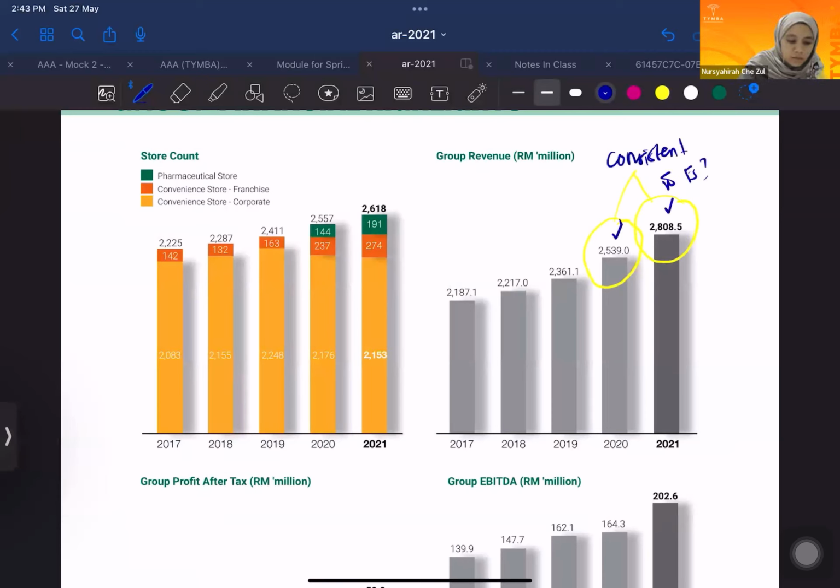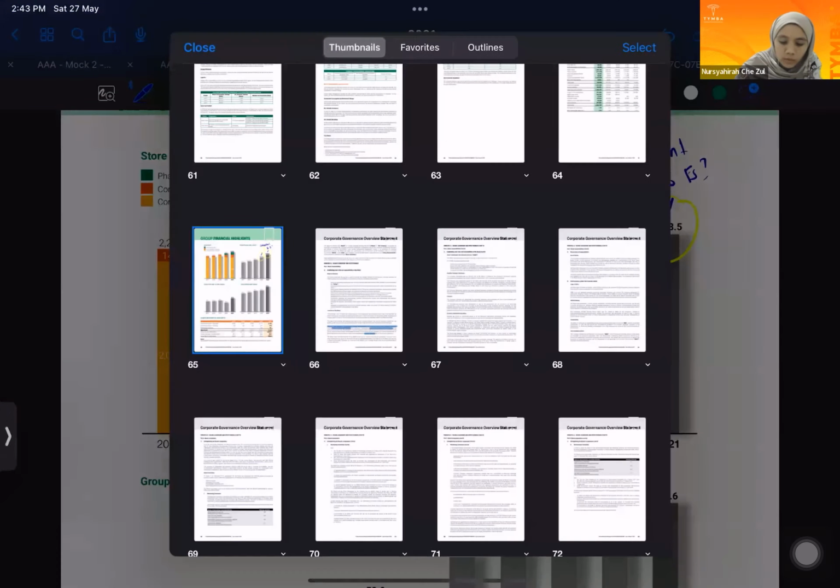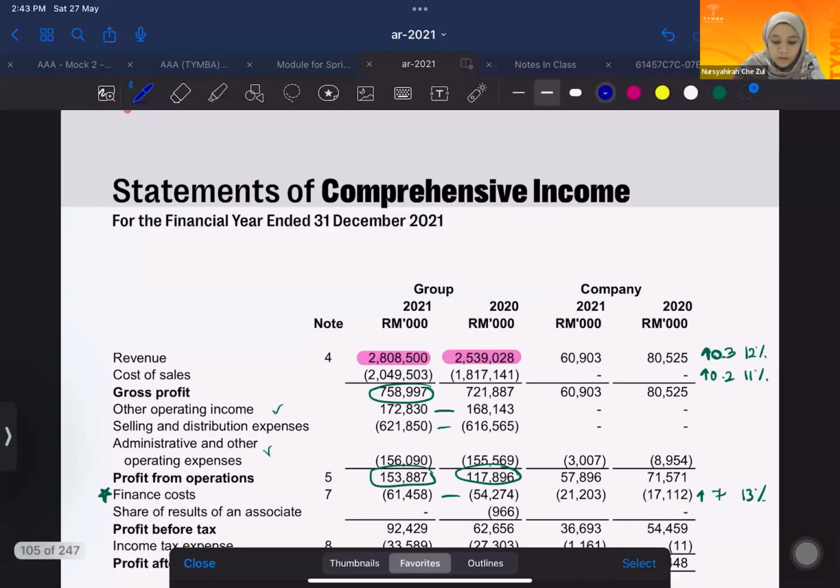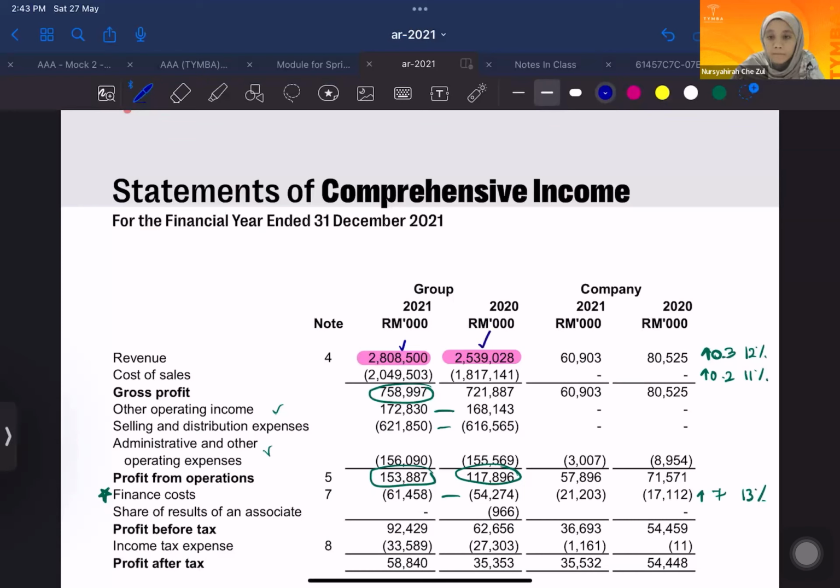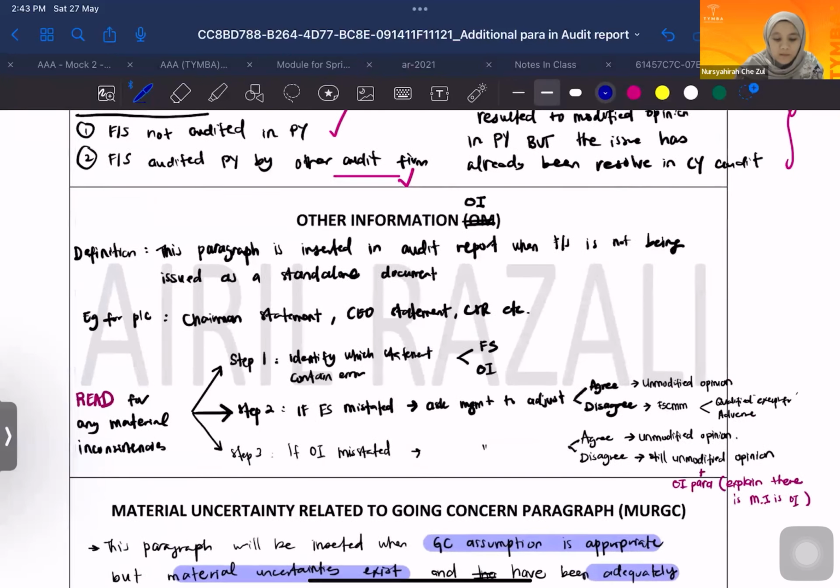Now, let's pretend to be the auditor. So we are going to look into that's how it's revenue, right? 2.8 million, 2.5 million. Is it consistent? Yes, it is consistent. So, if consistent, then okay. If inconsistent, then what are we going to do? Refer to this.